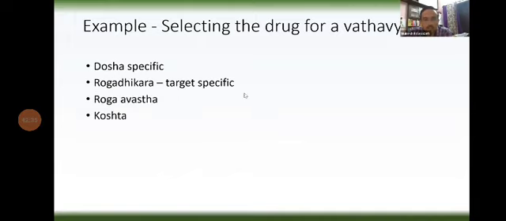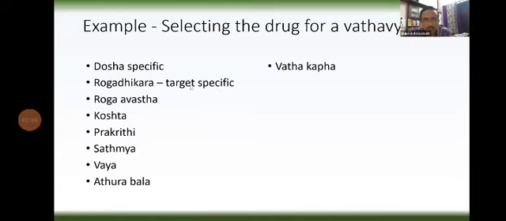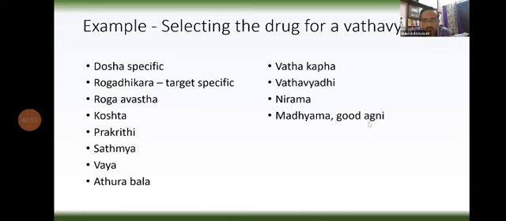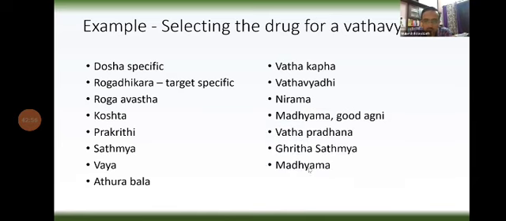You look at the roga avastha. What is the koshta of the individual? What is the prakriti of the individual? What is the satmya? What is the vaya? What is the adhuravala? I'm just illustrating one example, that's all. So in a typical scenario of a patient with Vata Vyadhi, dosha specificity is Vata Kapha, Roga Adhikara is Vata Vyadhi, Roga Avastha is Nirama, Koshta is Madhyama with good Agni, Prakriti is Vata Pradhana, Satmya, the patient is Ghrita Satmya, Vaya is Madhyama, and Adhuravala is Madhyama, then we can go for Guggulu Ghrita.